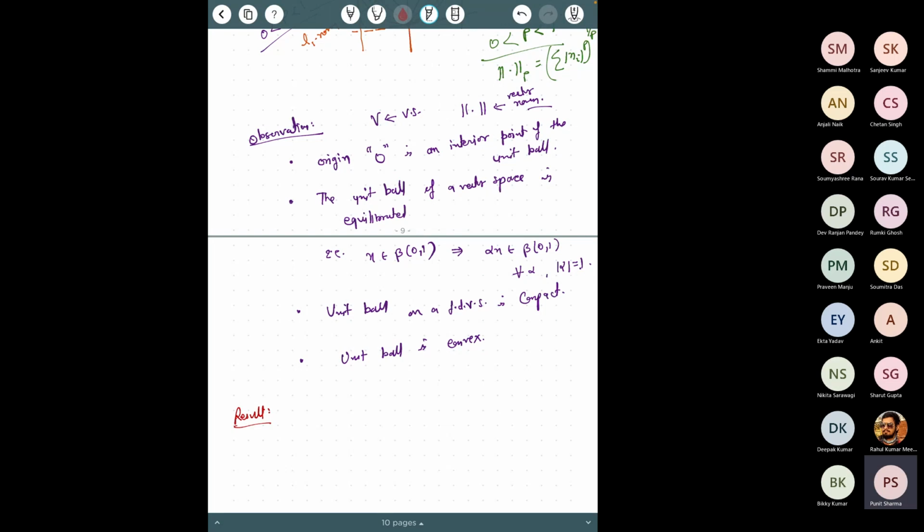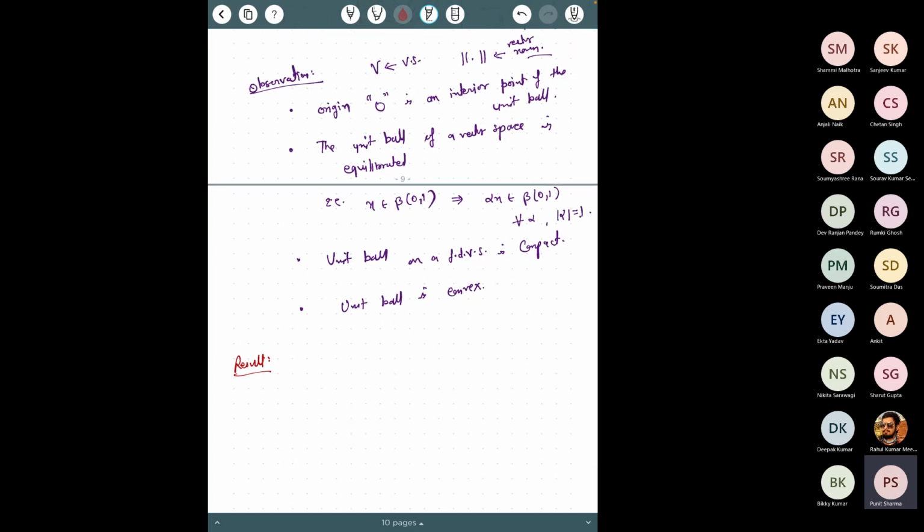In fact, that is also true. I have already talked about the if part, but the only if part is also true. So I'll write this as an if and only if, and I'll leave the proof as an exercise. You can see any textbook. That is not important. I just wanted to tell you what the unit ball satisfies when you are talking about a ball with respect to some norm.